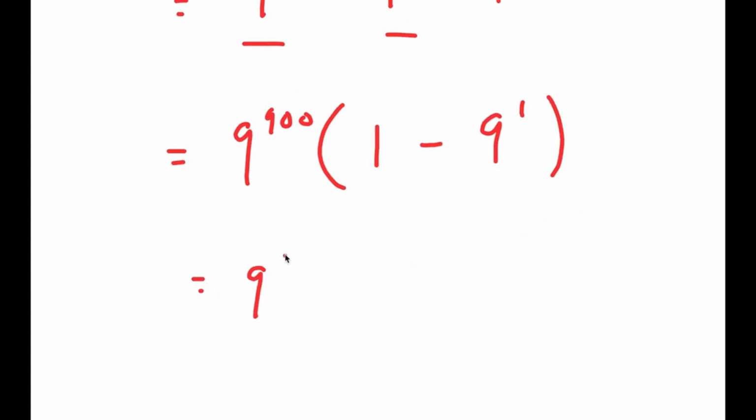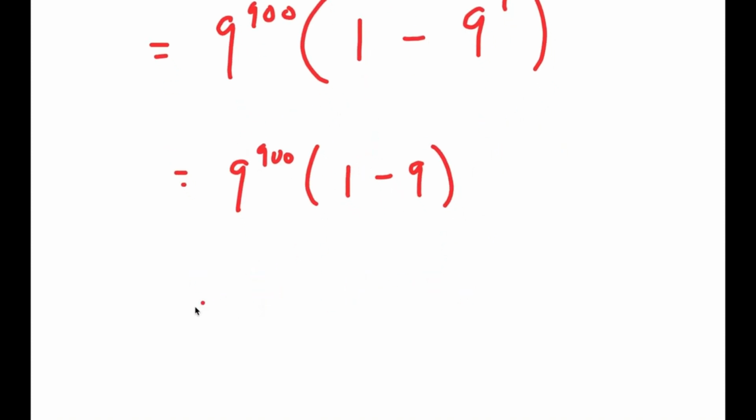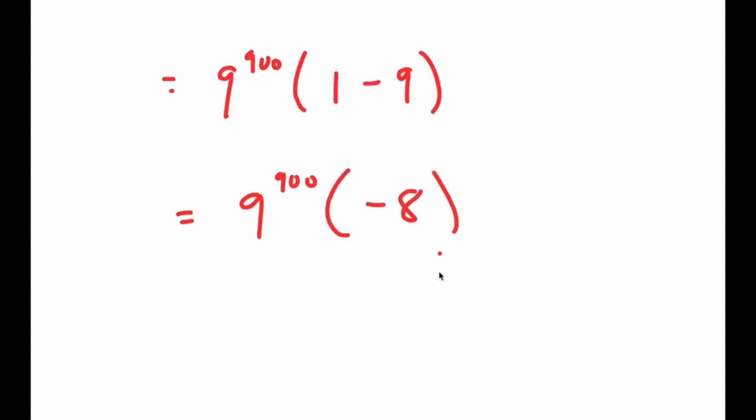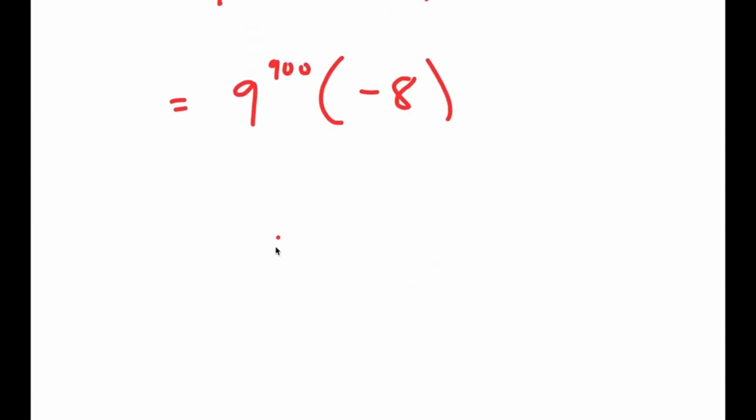And this is equal to 9 to the power of 900 times 1 minus 9, because 9 to the power of 1 is the same thing as 9. Now 1 minus 9 is equal to negative 8, so I get 9 to the power of 900 times negative 8. Now from here, I said I was going to simplify this as much as possible. And we can't really get the exact value because 9 to the power of 900 is such a big number that we can't actually get the exact value for that. However, what we can get is the simplified value, and we're going to simplify it as much as possible.